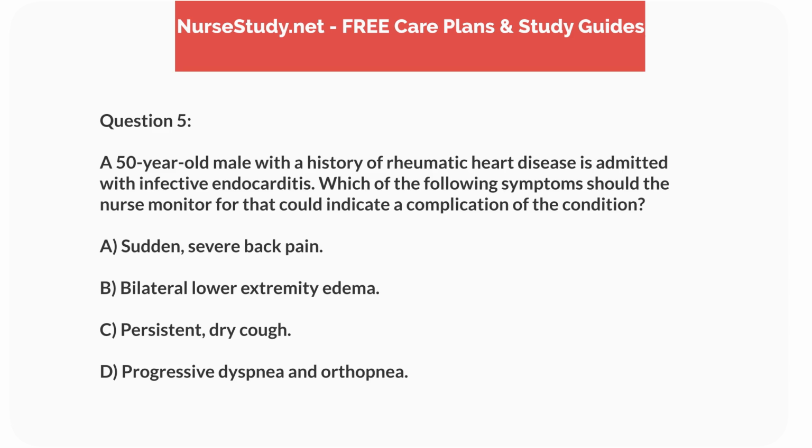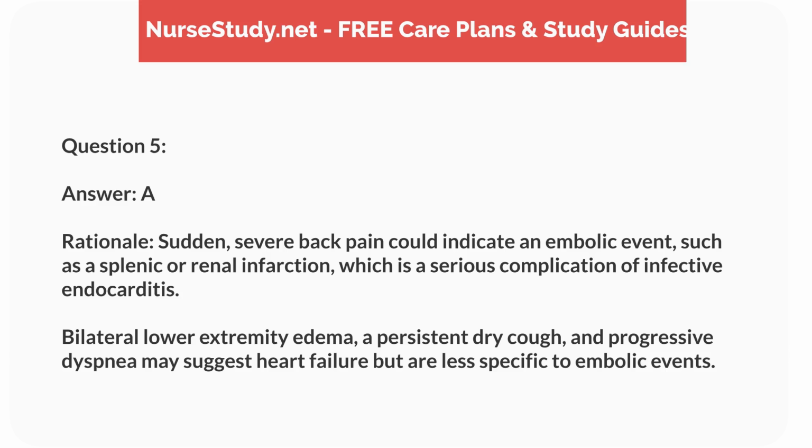Question 5. A 50-year-old male with a history of rheumatic heart disease is admitted with infective endocarditis. Which of the following symptoms should the nurse monitor for that could indicate a complication of the condition? A. Sudden, severe back pain. B. Bilateral lower extremity edema. C. Persistent, dry cough. D. Progressive dyspnea and orthopnea.